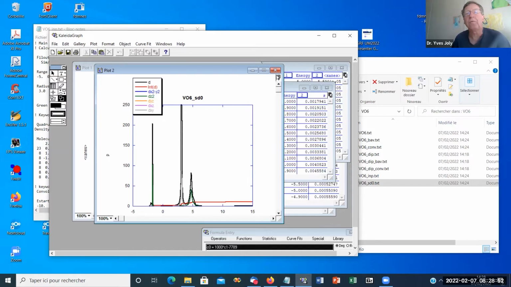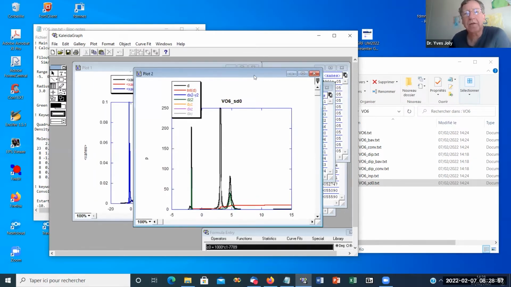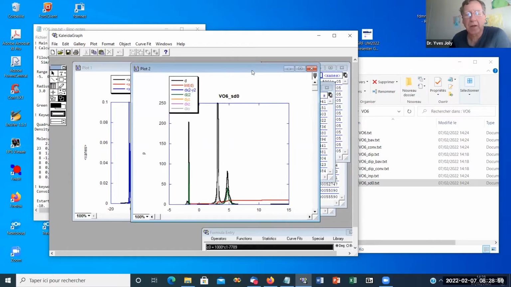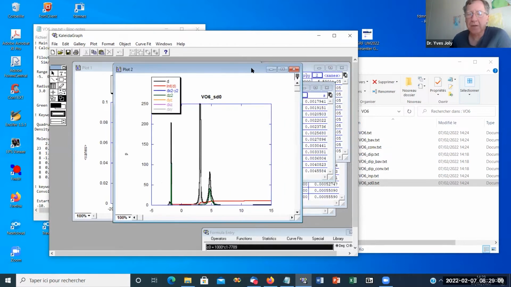Okay, so you can verify in that way where the structure comes from in your spectra, and make a true spectroscopy, looking at what orbitals are probed and so on. Okay.